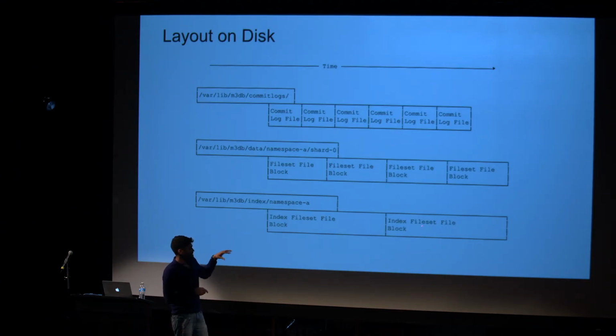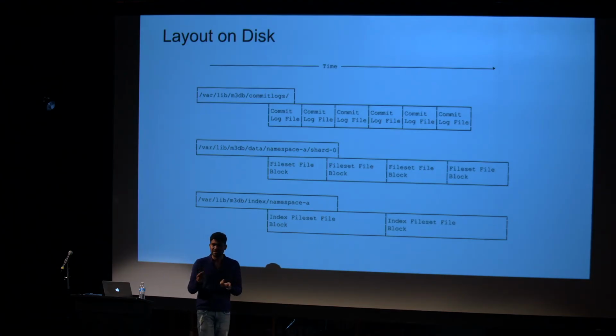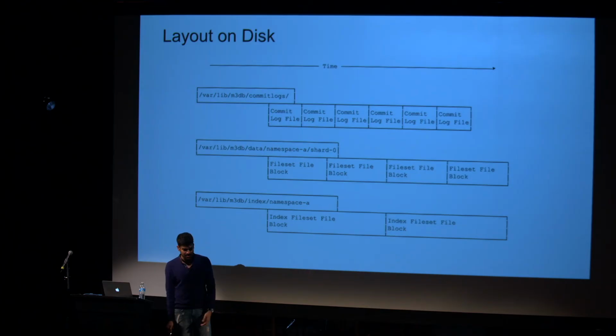These contain the reverse indexing information. They have FSTs, postings lists, etc. These contain all the TSZ encoded structures, the M3TSZ encoded structures, I should say.